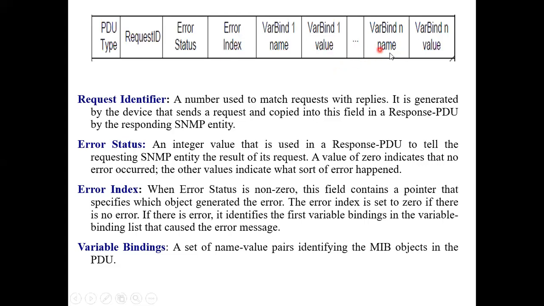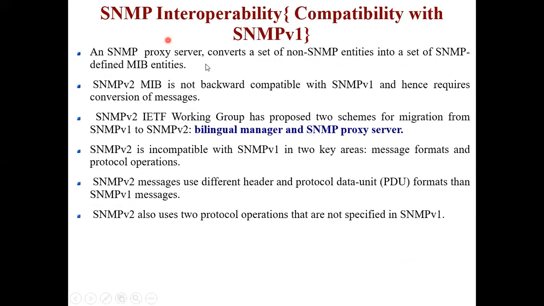Variable binding and the value. So it is a set of name value pairs identifying the MIB objects in the PDU. So depending on the type of or how many objects are there, this variable binding is there. So this is about the PDU.